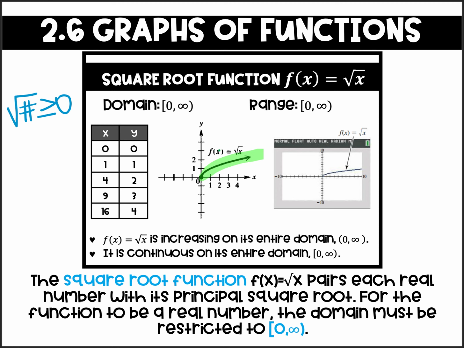for my y values from 0 to positive infinity as well. So my domain and range are both from 0, including 0, to positive infinity. If I walk on my graph from left to right, I'm always going up, which means my graph is increasing over its entire domain, which was from 0 to positive infinity.